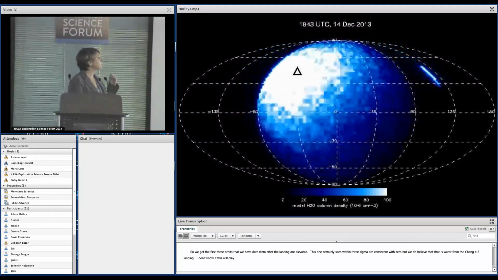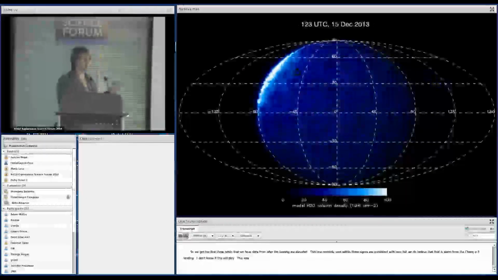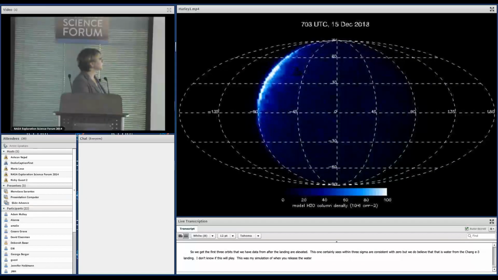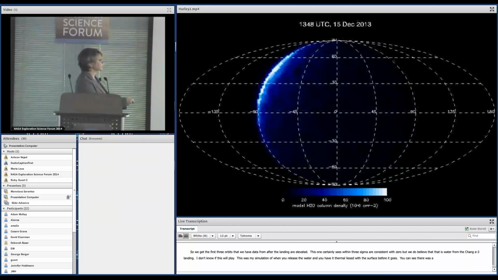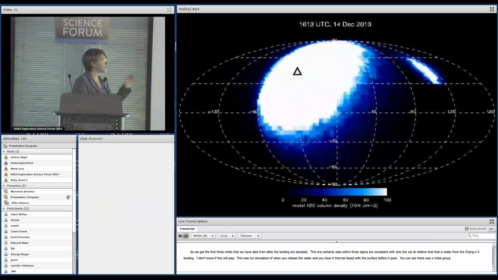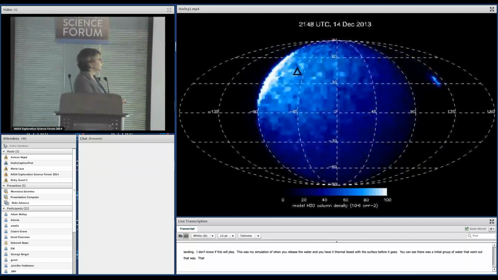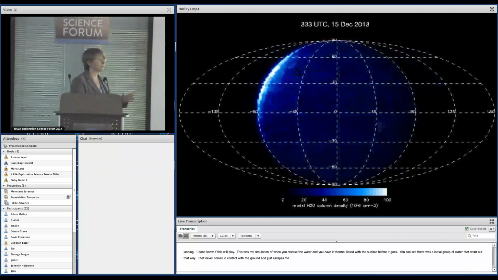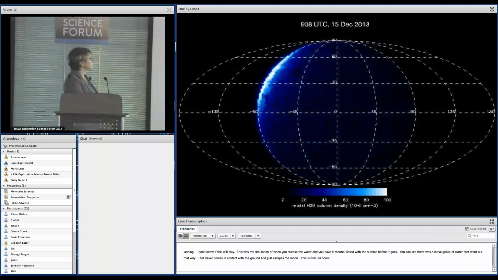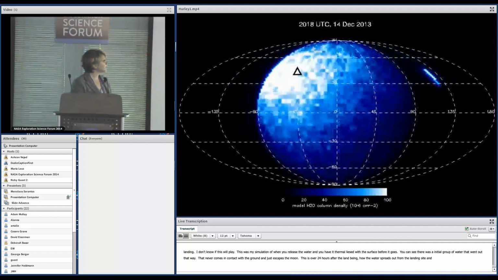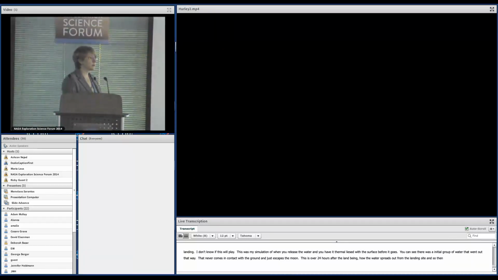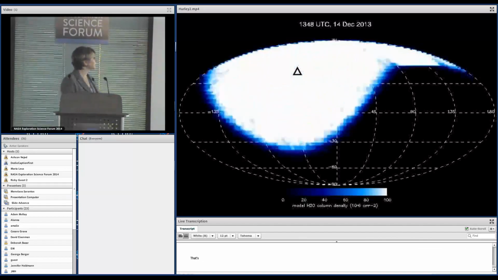So this is my simulation of when you release the water and you have it thermalized with the surface before it goes. So you can see that there was an initial group of water that went out. That's the water that never comes in contact with the ground and just escapes the moon. And this is over 24 hours after the landing, how the water spreads out from the landing site. So then let's go to the next movie, please. So that's if the water thermalizes with the surface completely.